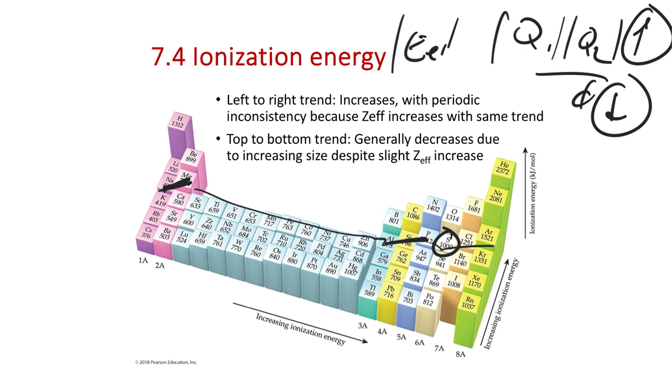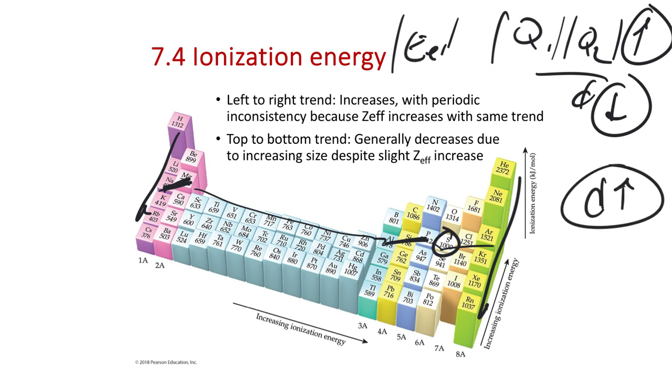So left to right, an increase, but with a periodic inconsistency that I wouldn't be too worried about. It's a configuration issue why we get that periodic inconsistency. But the idea is that the attractive force does increase from left to right, and then top to bottom, we get a decrease. Why might we get a decrease from top to bottom? Atoms are bigger. The valence electrons are further away from the nucleus. And so being further away weakens that attractive force. And so it's because as you go from top to bottom, the distance of that outer valence electron is increasing, that lowers the attractive force.